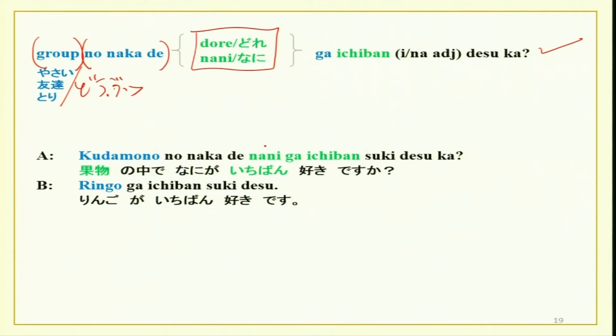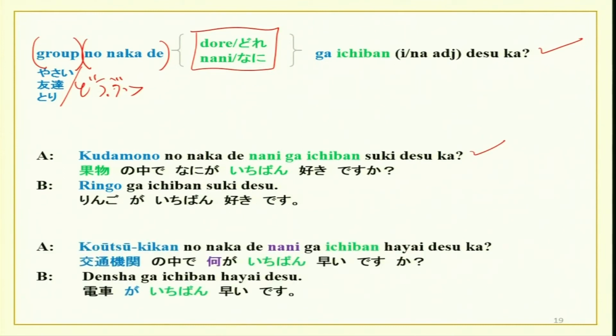Kudamono no naka de nani ga ichiban suki desu ka? So, I am quite sure it is very clear. What do you like in fruits? Within the group of fruits. Ringo ga ichiban suki desu. I like it most. Kotsu kikan no naka de nani ga ichiban hayai desu ka?